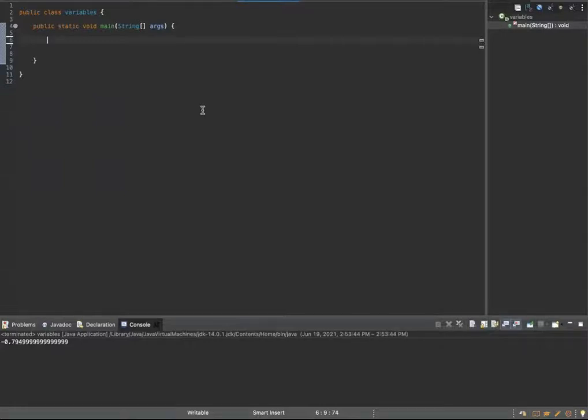So welcome, and today we're going to talk about integers and doubles. These are two new data types that we can store into variables. So let's first talk about the integer. How do we declare an integer?